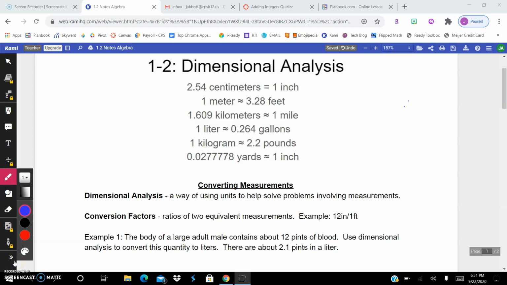Section 1.2 is on dimensional analysis. So what that means is that we're going to be converting different measurements and different rates. At the top here, I put a few of the conversion factors that we are going to use throughout the lesson, and that'll be on your quiz and test.